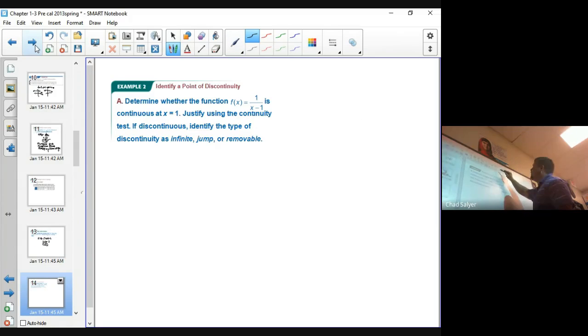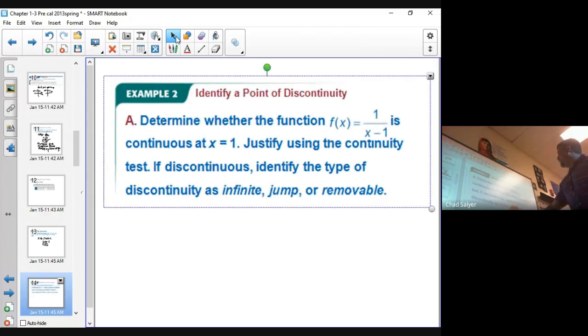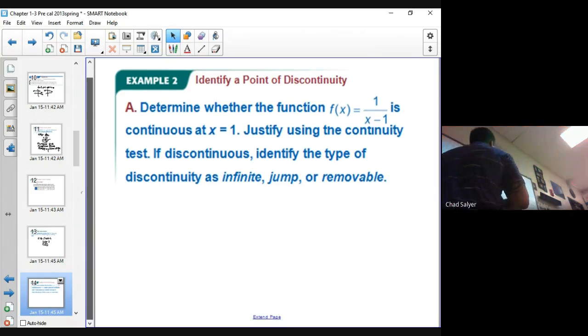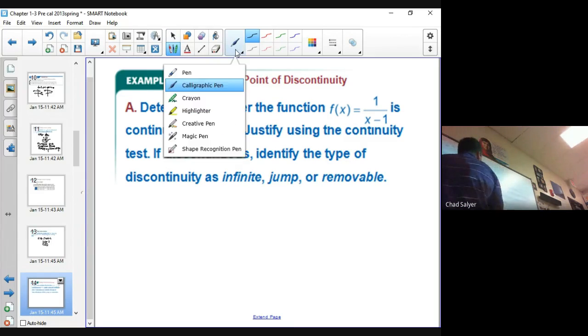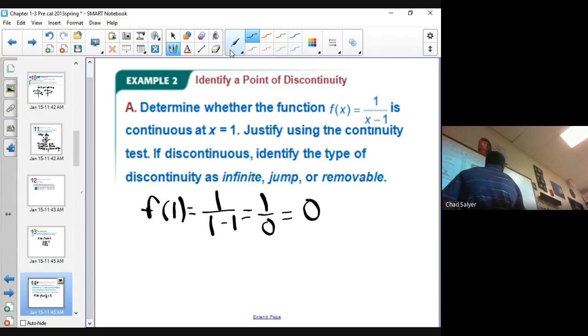So, a test for continuity. Functions are not always continuous. So here's an example, and you could probably look at this expression, 1 over x minus 1, and see that we're going to have a problem at x equals 1. So in the first example, they both passed the continuity test. But here, if I plug in 1, f of 1 equals 1 over 1 minus 1. And so that's 1 over 0, which does not exist, has no solution. You can't figure that out.